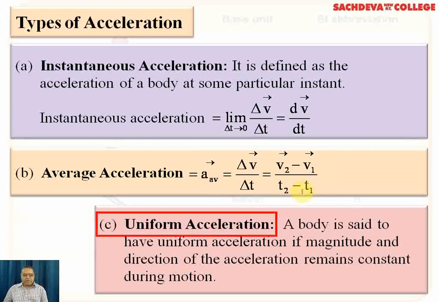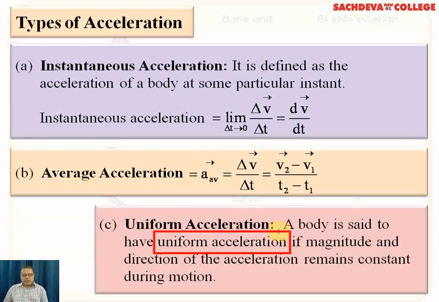Now we come towards uniform acceleration. Uniform means that throughout the motion, acceleration is not changing. Such motion is called uniformly accelerated motion. So when the body is moving under the influence of uniform acceleration, it means that the body will be uniformly accelerated.